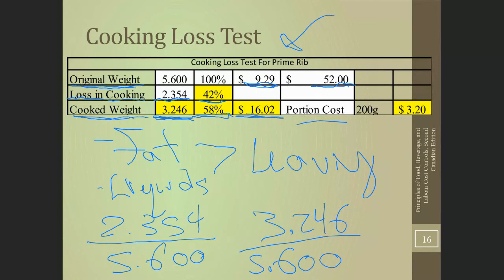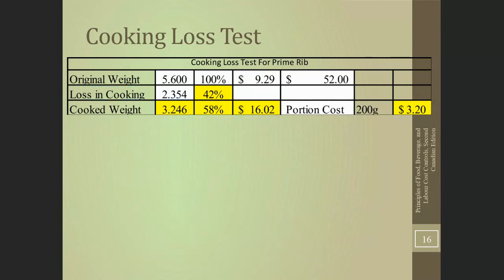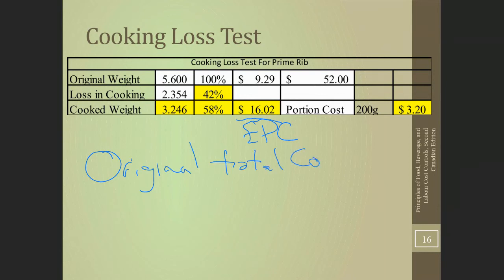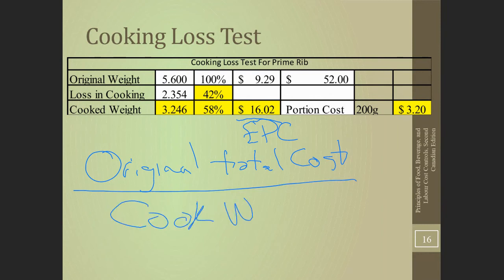We can now calculate the edible portion cost. If we take the original cost, I'm just going to erase this for a second. We can calculate the EPC, or the as purchase cost, by taking the original total cost and dividing it by the cooked weight, or the usable portion of it, right? So here we take $52 and divide it by 3.246. Put that into your calculator and see if you got the same thing as I did.